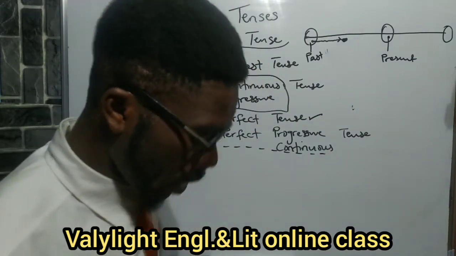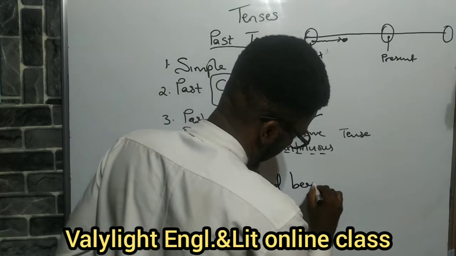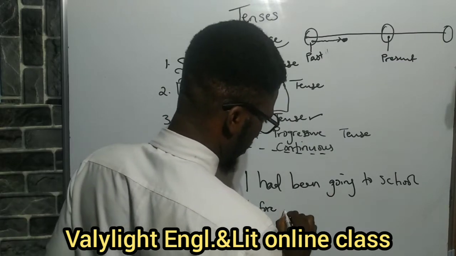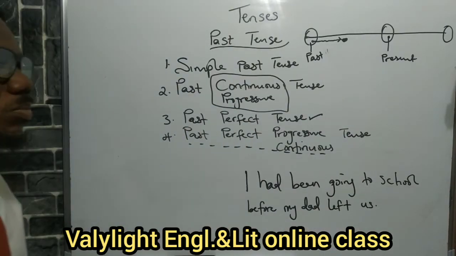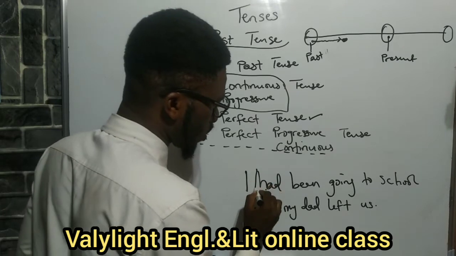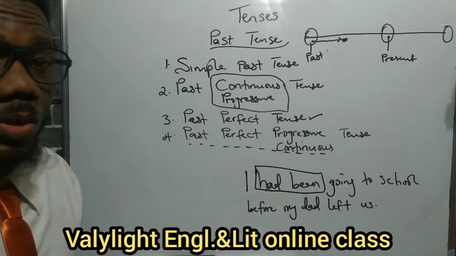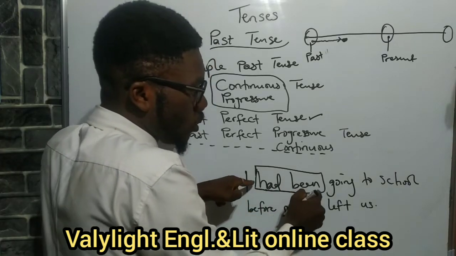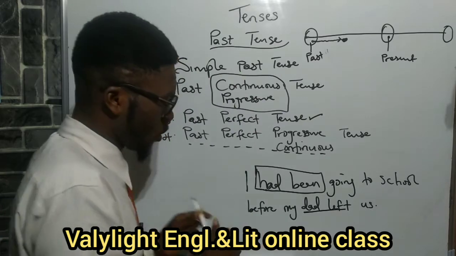Let us see when you have something like, let us say, I had been going to school before my dad left us. I had been going to school. Had been, you must have this when you're talking about the past perfect progressive. I had been going to school. That is to say, just like what I said, the action started and lingered. It continued to happen. This going to school started somewhere. It continued to happen for some time before this particular action. My dad left us.